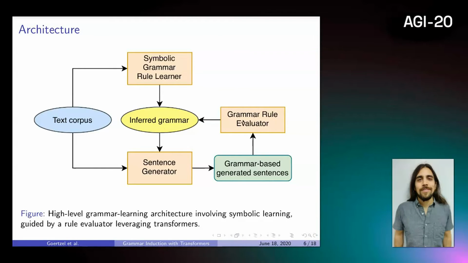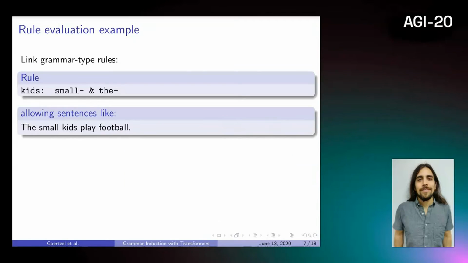So the crucial question here is, how is this grammar rule evaluator working from the oracle, or from the transformer? We propose this. With a given rule from the grammar, in this case a very simplistic link-grammar type rule, the word kids can be connected to the word small and to the word da. This negative sign means that it can be connected on the left of this word. So kids connects to small on the left and to da on the left.